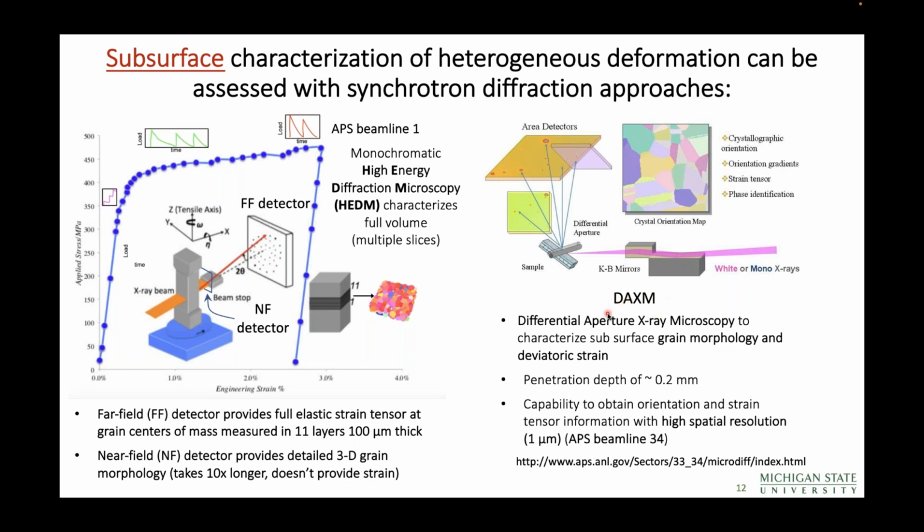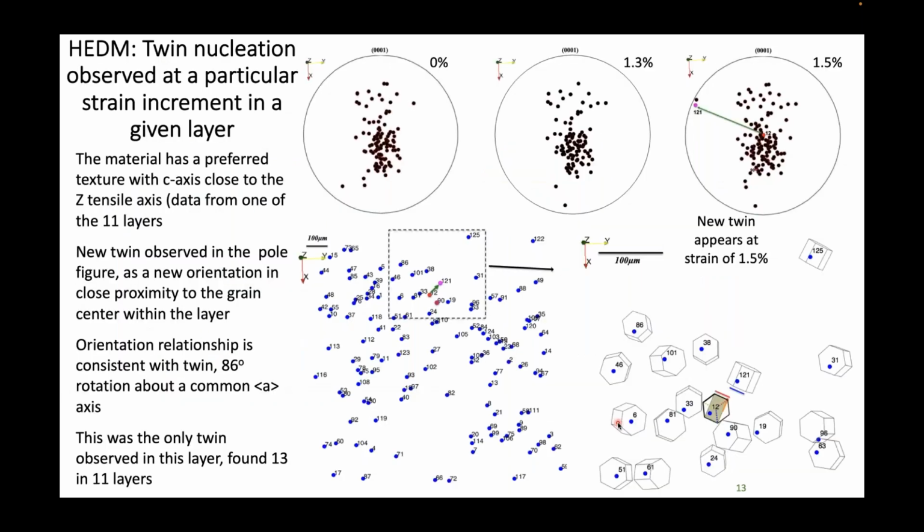The DAXM method is different. Instead of having a broad beam that illuminates many grains all at once, in this case we have a focused beam that illuminates just along a column, where a roughly 1 micron diameter or smaller beam is illuminating material beneath the surface. And I'll say more about the method later when we get to that. Using the HEDM method, we are able to observe twin nucleation occurring subsurface.